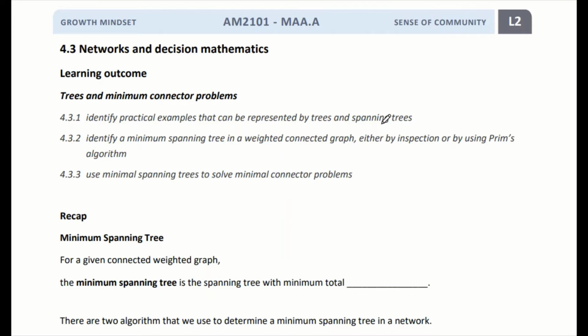All right, so I'm not going to go through the learning outcome again. It's basically the same as what we have done previously. So trees and understand trees and spanning trees. Then after that, how to identify your minimum spanning tree and apply it to a problem that involves minimum spanning tree. All right, so before we move on to the distance table, let's do a very quick recap of the things that we have learned in a previous lesson.